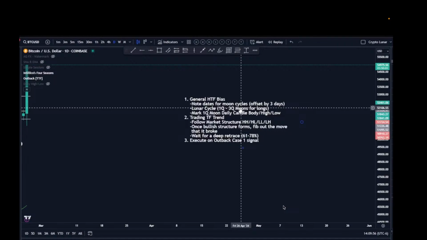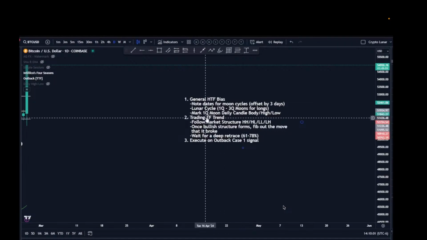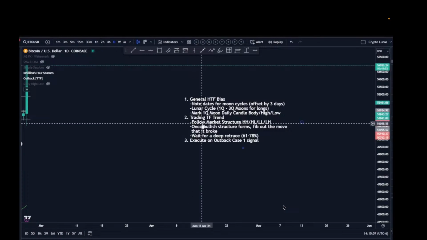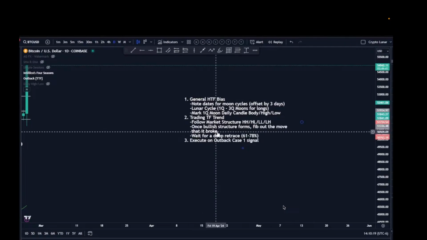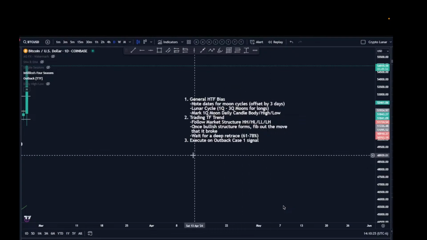We know we're looking for longs, and we're just waiting for 5-minute trends to enact that. And so for a trading time frame trend, we're simply following market structure: higher highs, higher lows, lower highs, waiting for bearish breaks to the bullish side. And from there, we pull a Fibonacci from the low to the high of that break of bearish into bullish, wait for a retracement, and then simply execute on case 1 Outback.